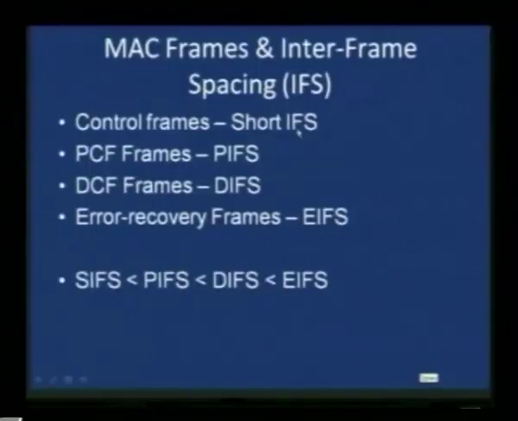What 802.11 does is it uses different values for the gaps. That is, we have what is called a short IFS or short interframe spacing, which is used whenever control frames are used.